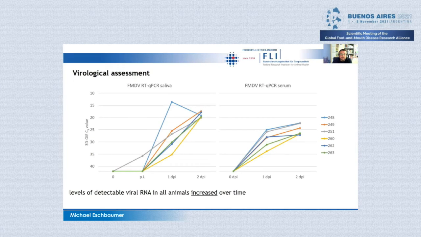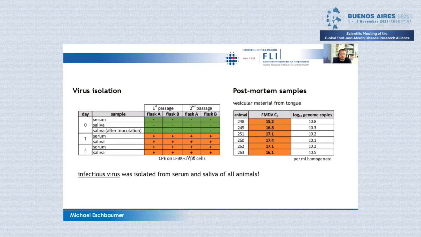We also took saliva and serum from these animals, wherein you can see a clear increase in the FMDV RNA content over time. Infectious virus was also re-isolated from all saliva and all serum samples on days 1 and 2 from all animals. And the vesicular material collected at necropsy was also highly positive in the FMDV real-time PCR.